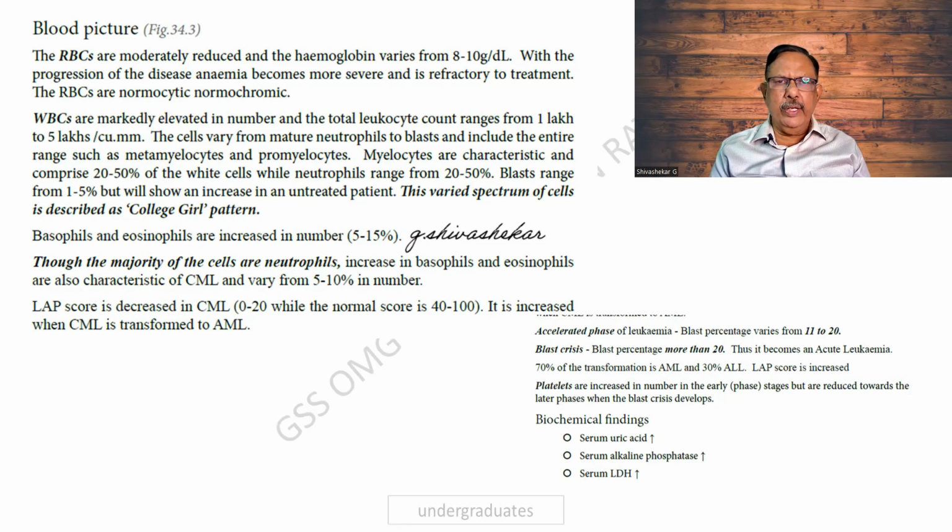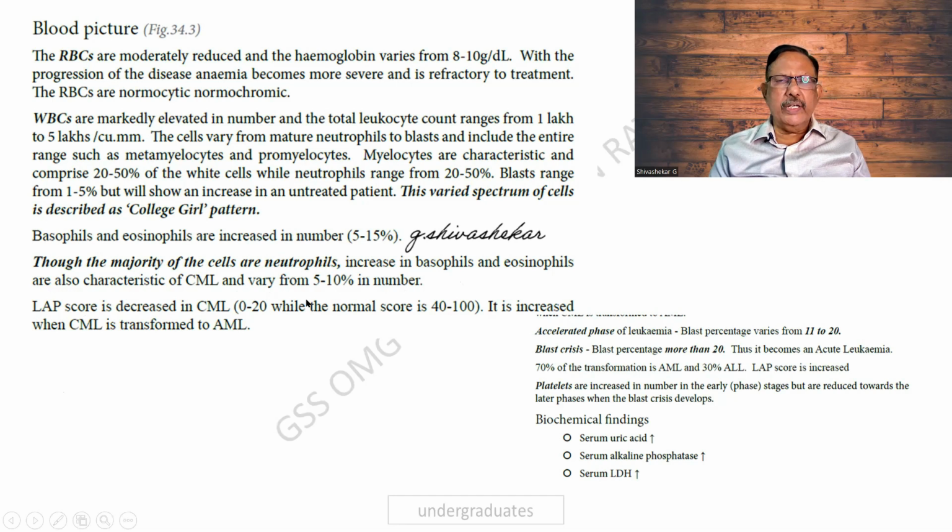The percentage you need not remember as such, but please do remember that there will be an entire spectrum and the blast will be hardly about 5%. And since the entire spectrum is seen, it is described as a college girl pattern. Basophils and eosinophils are also increased in number. The majority of the cells are neutrophils followed by the other series.